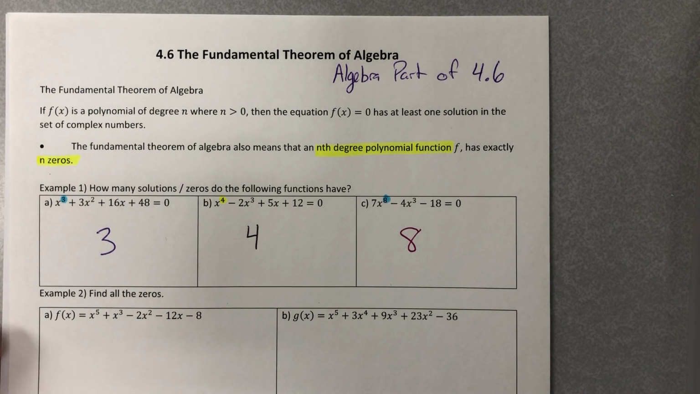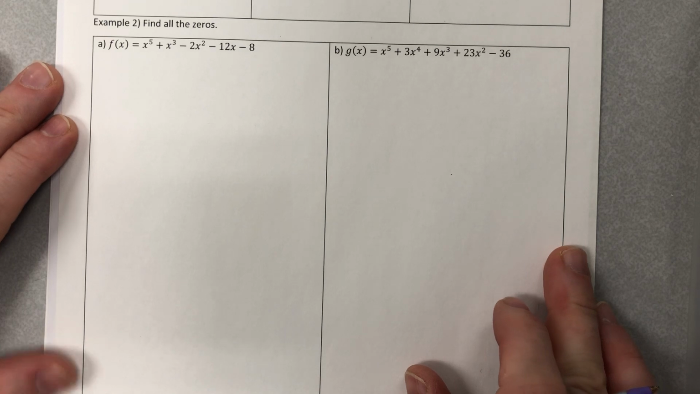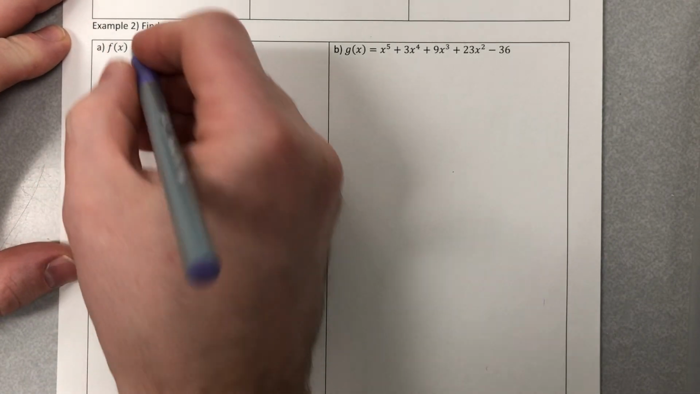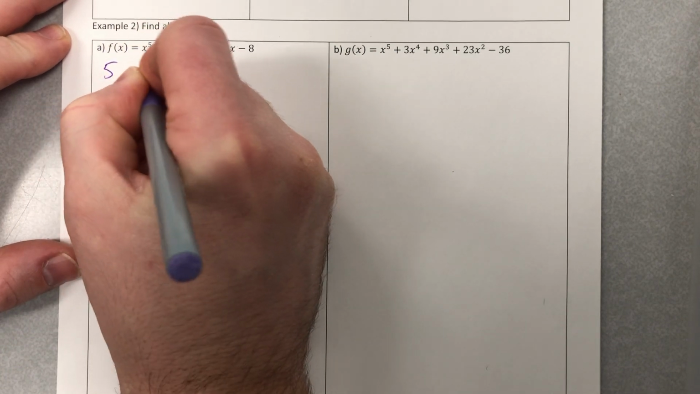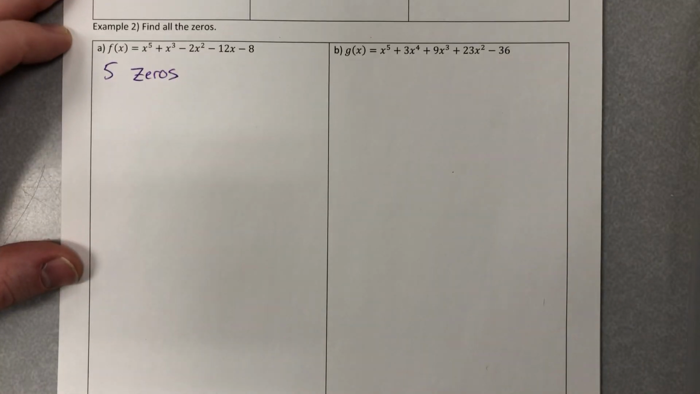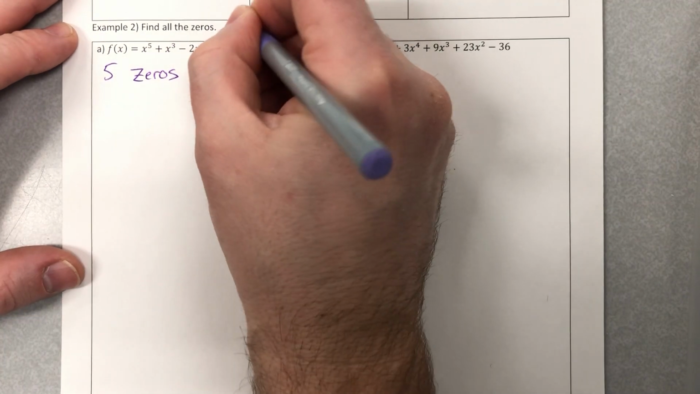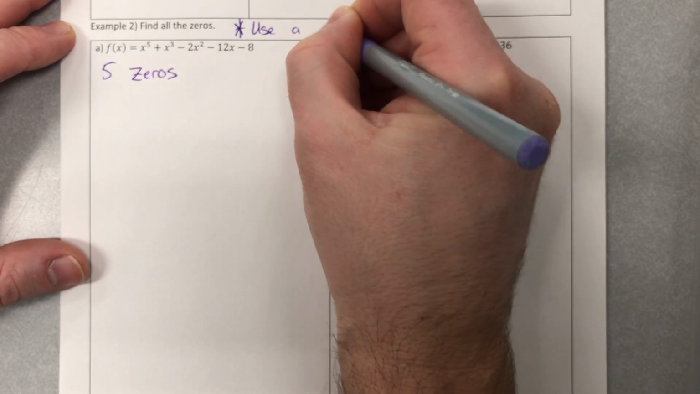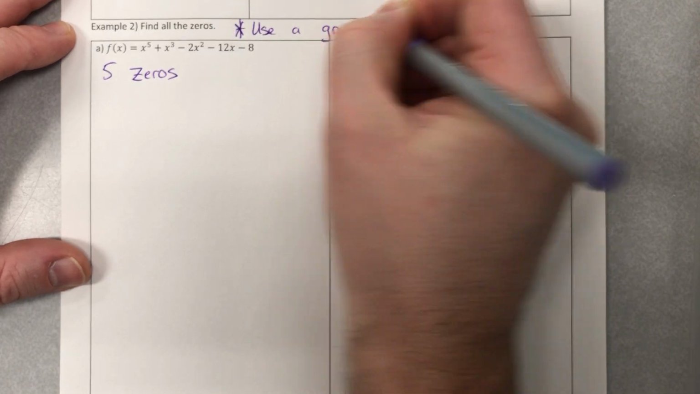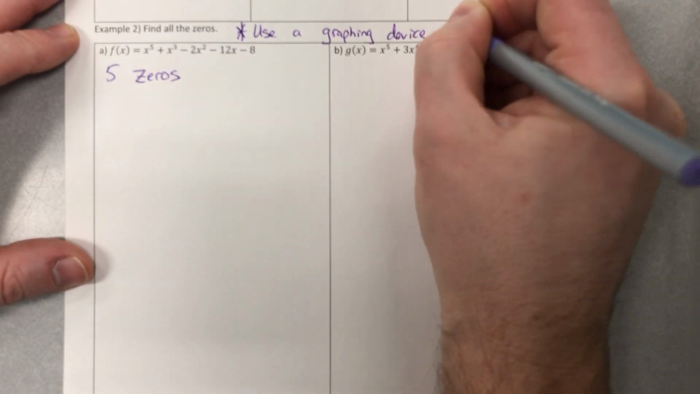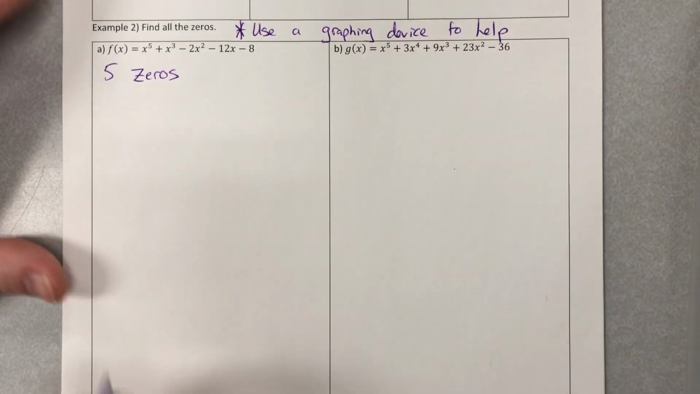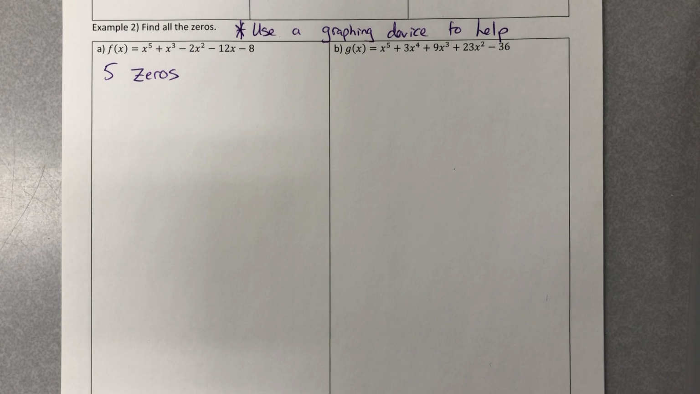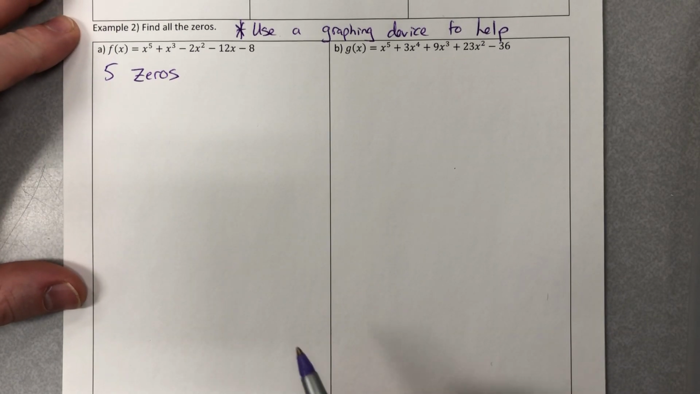So we look at example 2 here. It says find all of the zeros. Right now, when the degree is 5, we should have 5 zeros. How are we going to get these zeros? Well, I'm going to make a note. We're going to use a graphing device to help. This will kind of help us narrow down our choices to see where it hits the x-axis, and then we can narrow down the numbers we have to use.